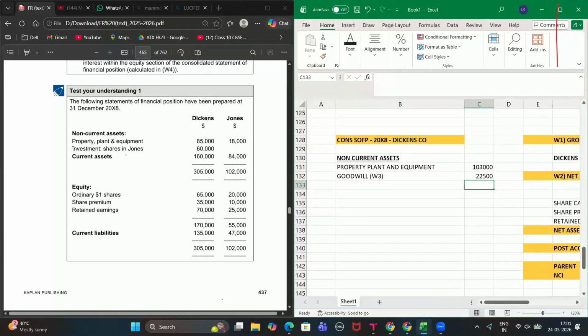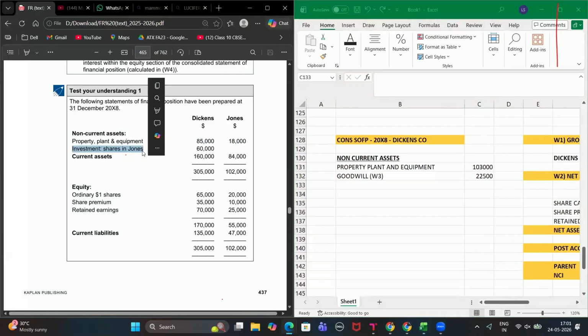What about this? Isn't it a non-current asset? So why are we not including this investment? It's an intra-group transaction. Remember, it's an intra-group transaction and we will not be showing what? Investment in subsidiary. I told you, in individual FS, we'll be showing it as investment in subsidiary. But when it comes to the consolidated SOFP, how will we show it? We will show it in the form of goodwill. Remember?